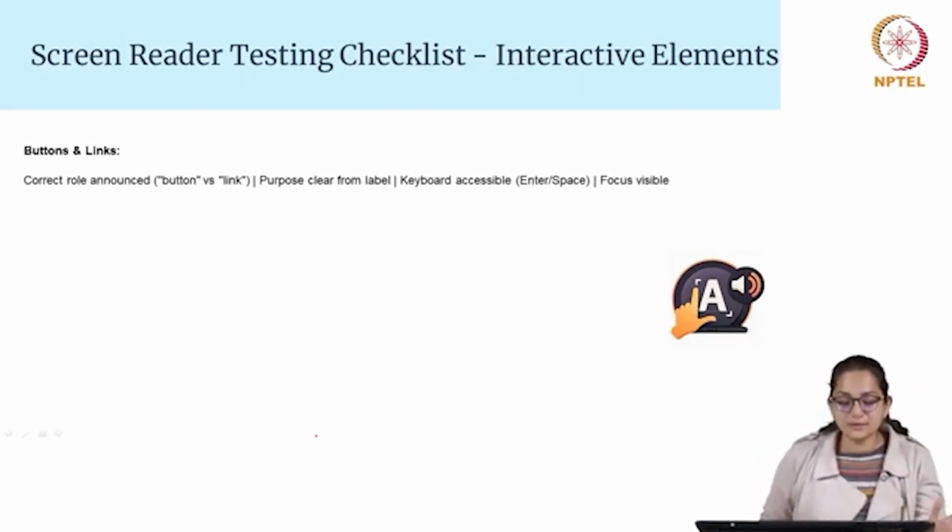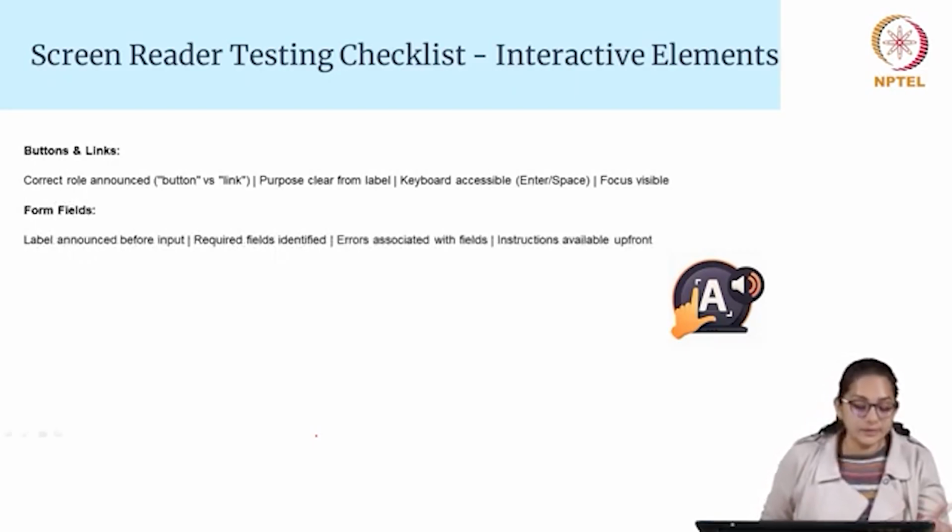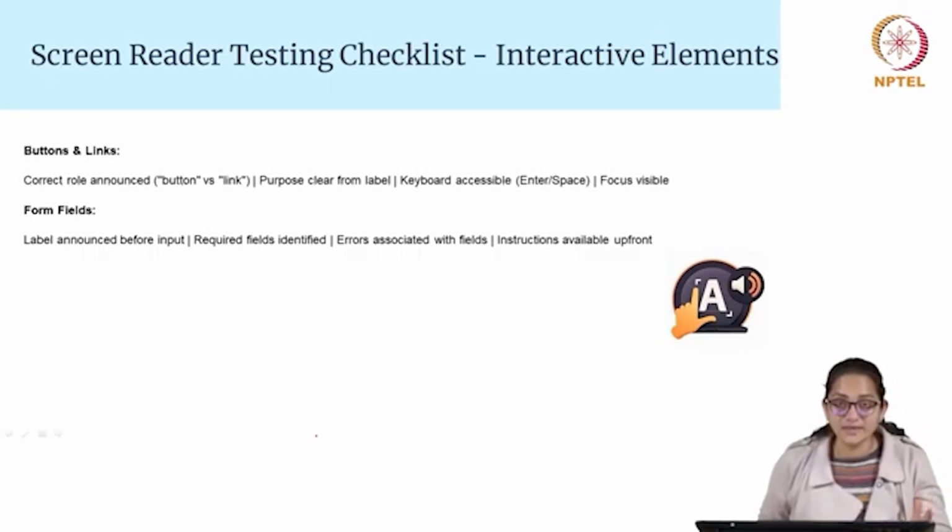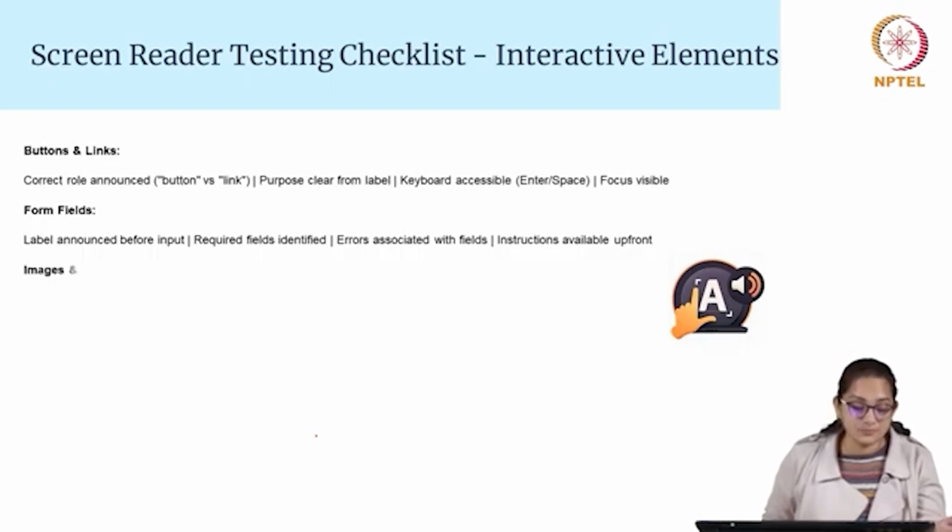Keyboard: is it keyboard accessible, Enter, Space, focus visibility. Form fields: label announced before input, make sure of that. Required fields are identified, errors associated with fields are corrected, instructions available up front.